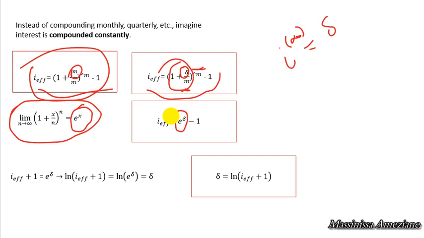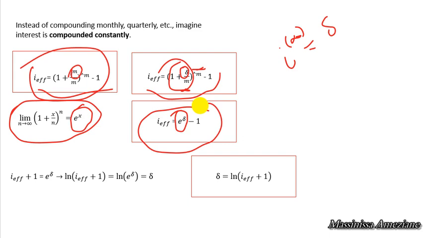Here lambda instead of x, and m instead of n, so we get this, minus 1. So actually this is our formula when we have a force of interest, or compounded continuously.